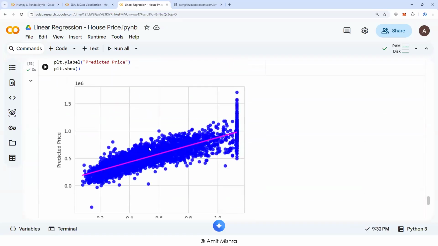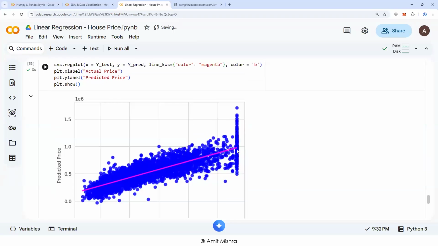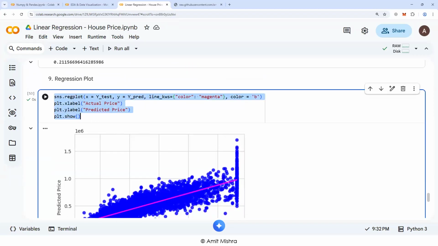Now this is your regression plot. That's your regression line. You can see how well it is fitted. These dots are your outliers, so you can ignore them. Rest all quite good.